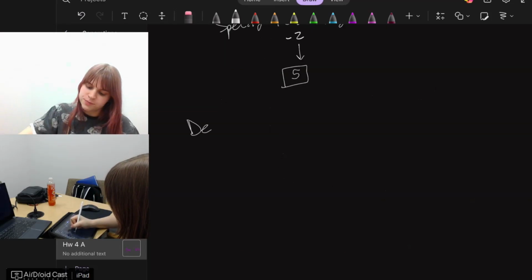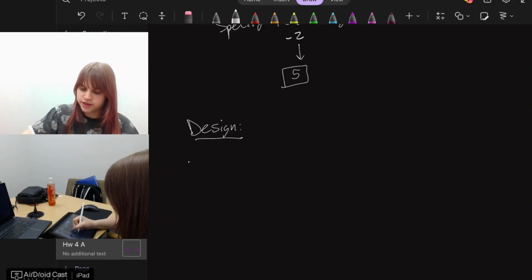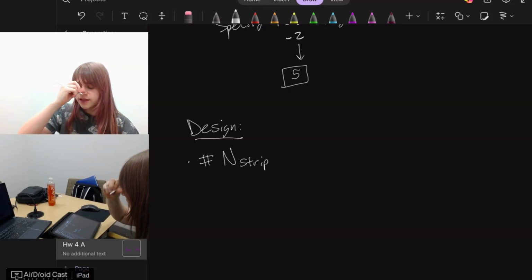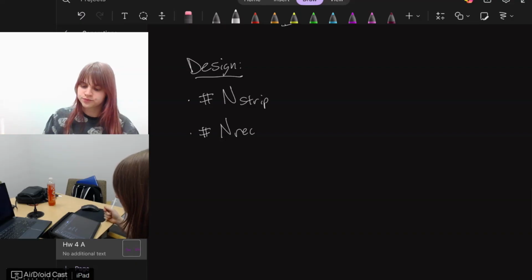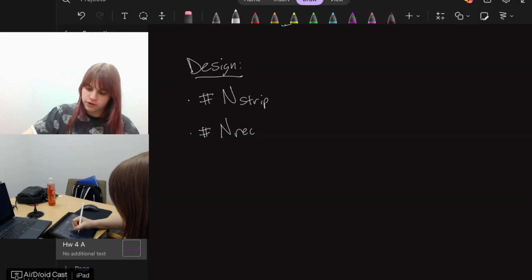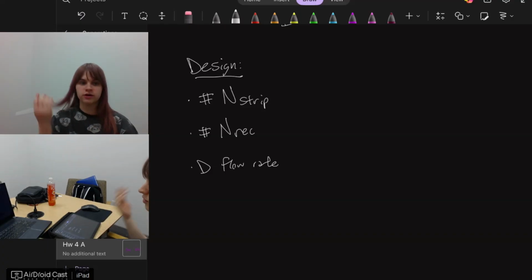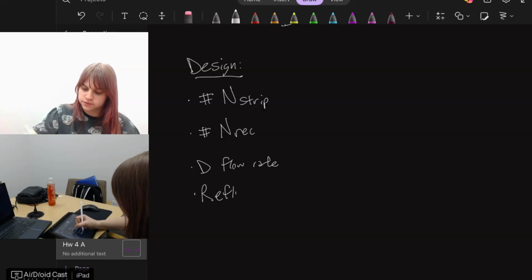Some design specs that would work as well would be to define the number of stripping stages that you have, and then you could also define the number of rectifying stages that you have. That would constrain your system. You can also define the distillate flow rate, so how much distillate you are taking out, and you can also do the reflux ratio.